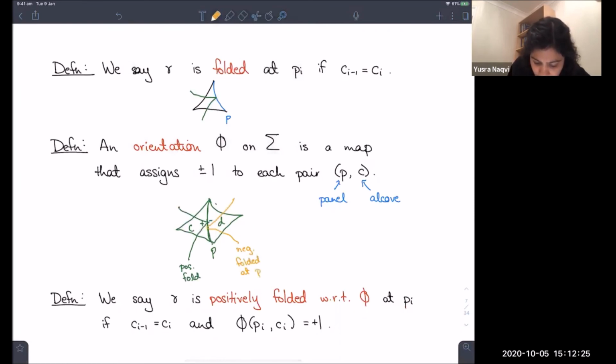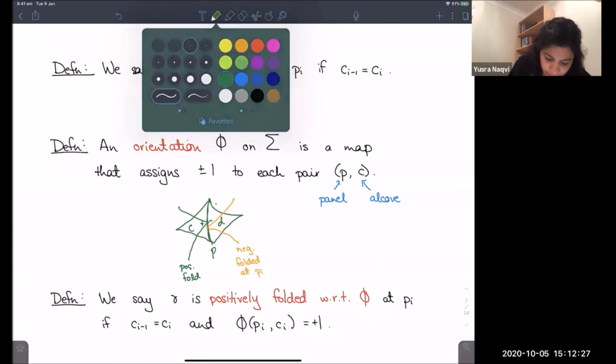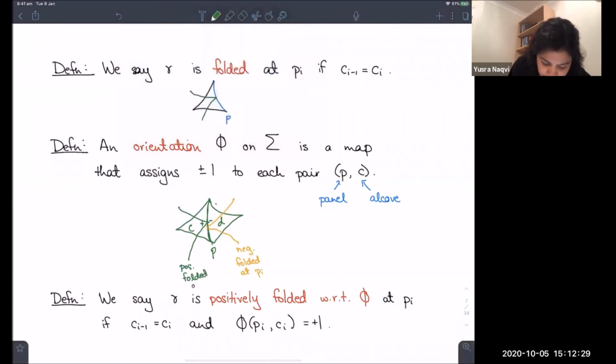And I should say at PI, going back to here, this is positively folded at PI. So in general, a positively folded gallery would be something that only has positive folds or no folds at every panel, but leaves out negative folds. A negatively folded gallery would be unfolded or have negative folds at every panel, but leaves out the case of positively folded. Right, so these are the galleries that I'll be looking at.